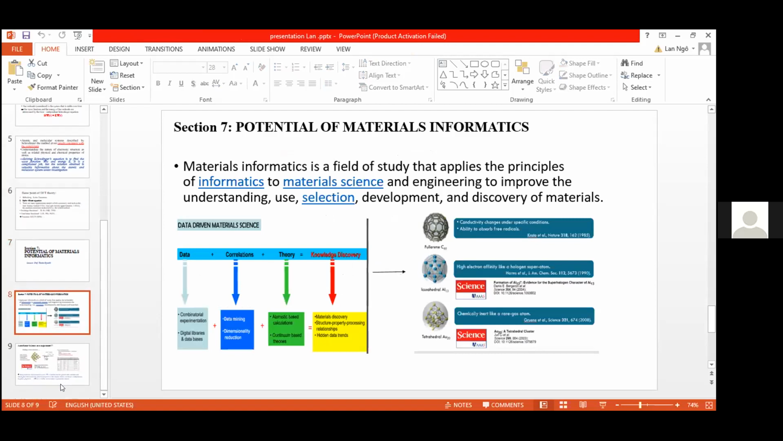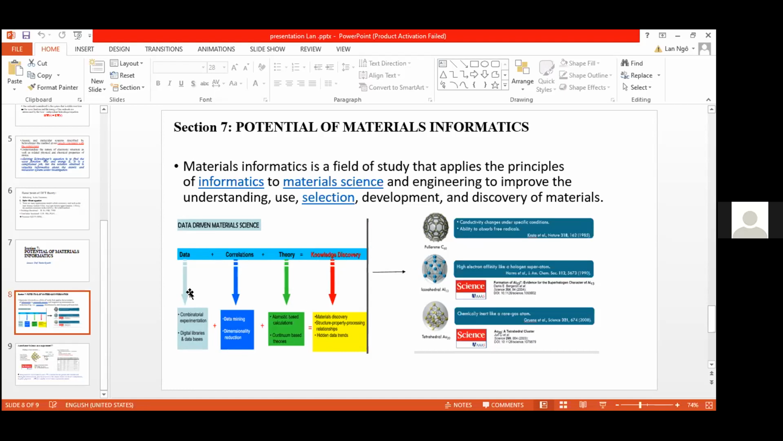Materials informatics is a field of study that applies the principles of informatics to materials and engineering to improve the understanding, use, selection, development, and discovery of materials. In this picture, there are many steps, step by step, to find the new material.